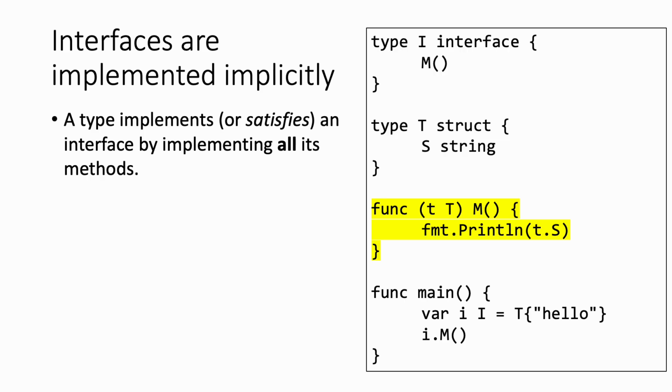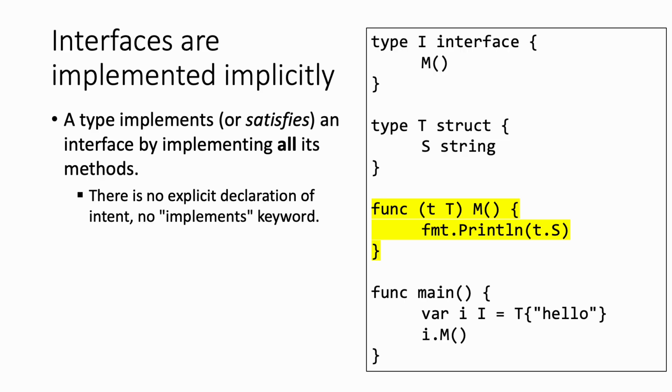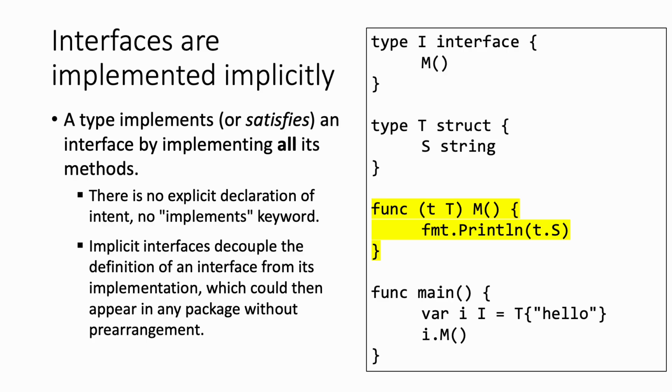Note that interfaces are implemented implicitly. By definition, a type implements or satisfies an interface by implementing all its methods. There's no explicit declaration of intent, no implements word, and implicit interfaces decouple the definition of an interface from its implementation, which could then appear in any package without pre-arrangement.